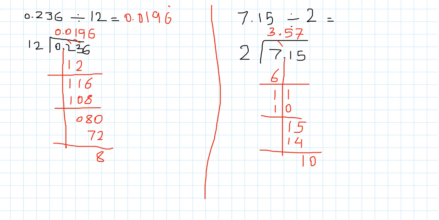If I want to continue, I put a 0 here. Now ask how many 2 are there in 10. 5 times 2 is 10, and 0 is the remainder. The answer is 3.575.